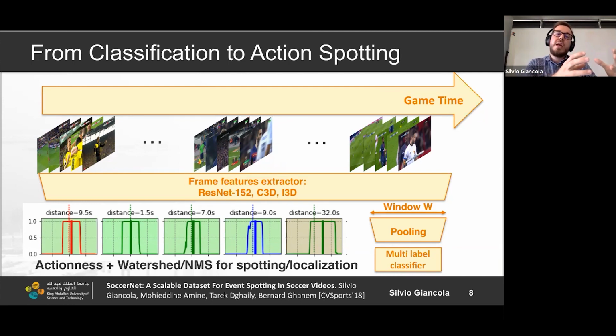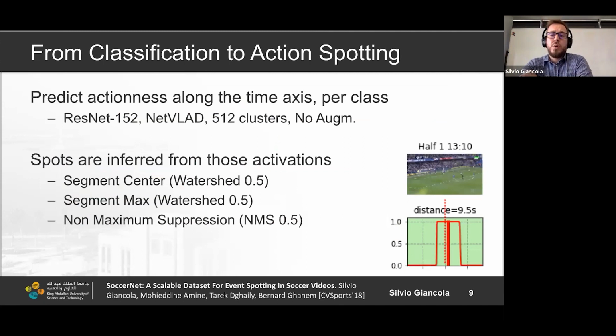So we train for the task of classification, and then use the classifier that we trained for the task of action spotting by having a sliding window in time. Now, to recap a bit, basically, we want to predict the actionness along the time axis per class. In the specific case of SoccerNet-v2, I was using the ResNet 152 frame features that were reduced using a PCA. I was using NetVLAD with up to 512 clusters and no specific augmentation.